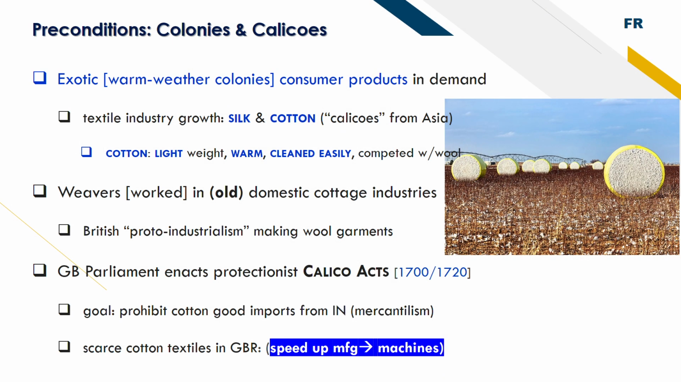Now, we did briefly talk about colonies. And so, for example, India was a great source of cotton. They create new products that the British want, even if it's just clothes.